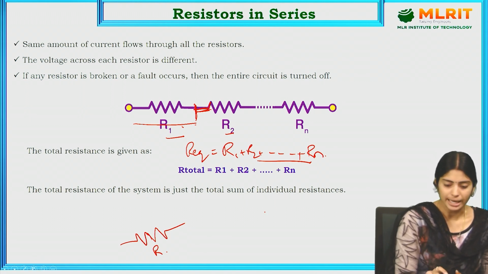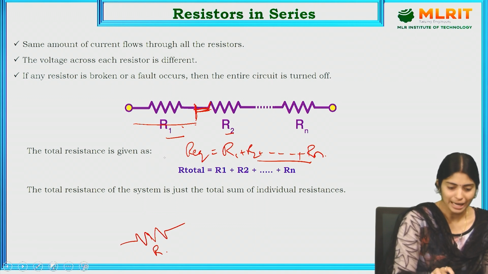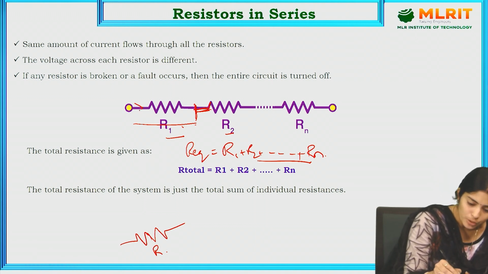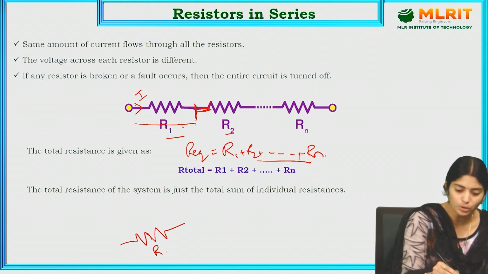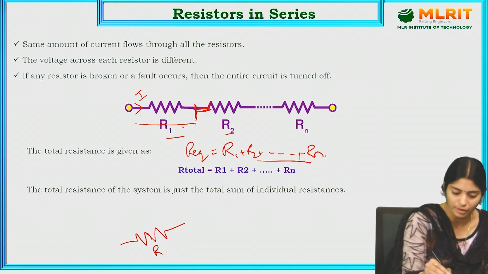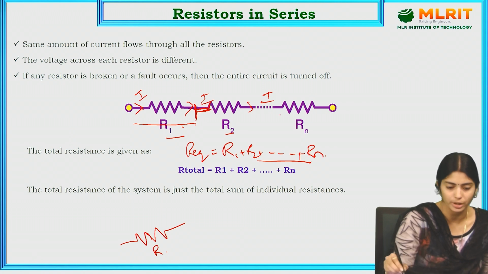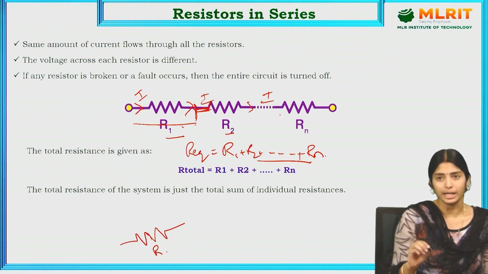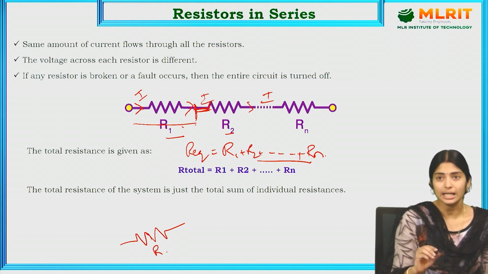In this case, with resistors connected in series, suppose current I is flowing in the circuit. How much current is flowing in each resistor? The same current I will flow throughout the circuit, through all the resistors in the series connection. So when resistors are connected in series, the current will be the same throughout the circuit.